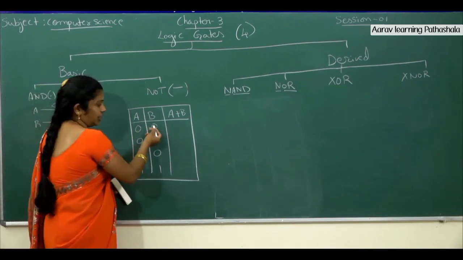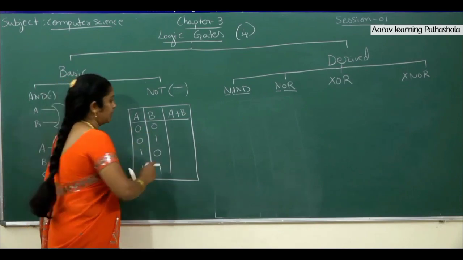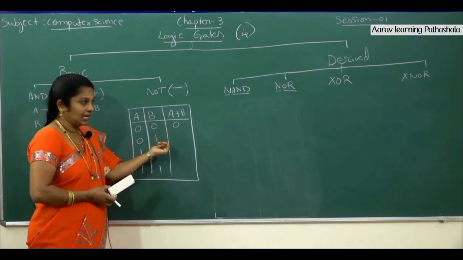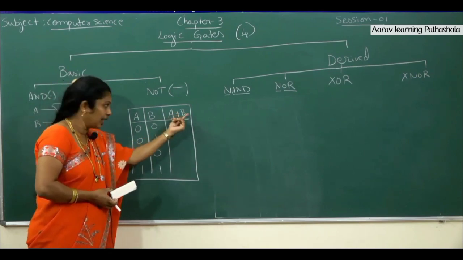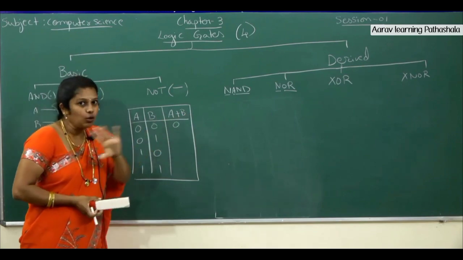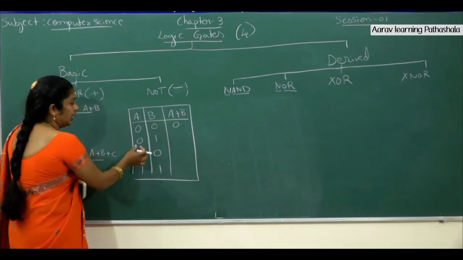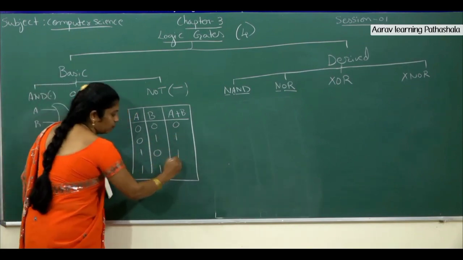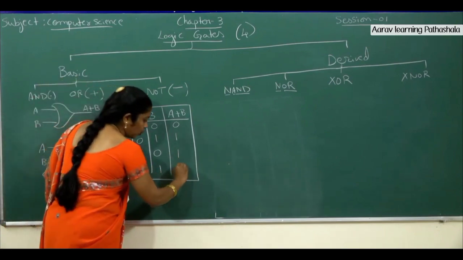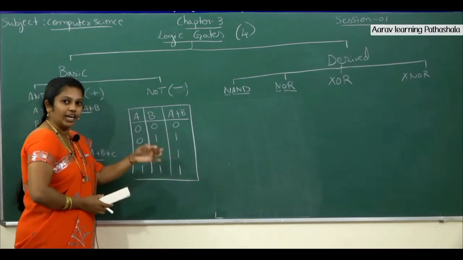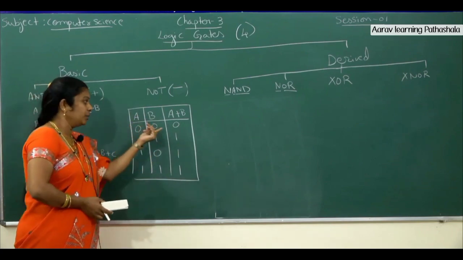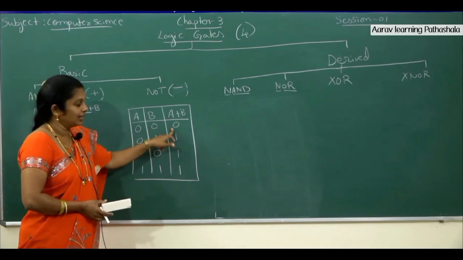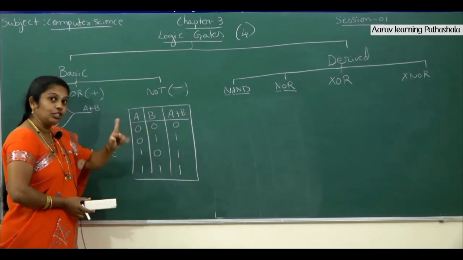See, 0 plus 0. All the inputs are 0, then the output becomes 0 only. 0 plus 1, one input is 1. If this one or this one, if any one of the inputs is true, the output becomes true only. Here 0 plus 1, the output becomes 1. 1 plus 0, the output becomes 1. 1 plus 1, the output becomes 1. If you get 1 at least once, the output becomes 1. If all the inputs are 0, only in that case the output is 0. Now is it clear? This is the truth table for 2 variables.